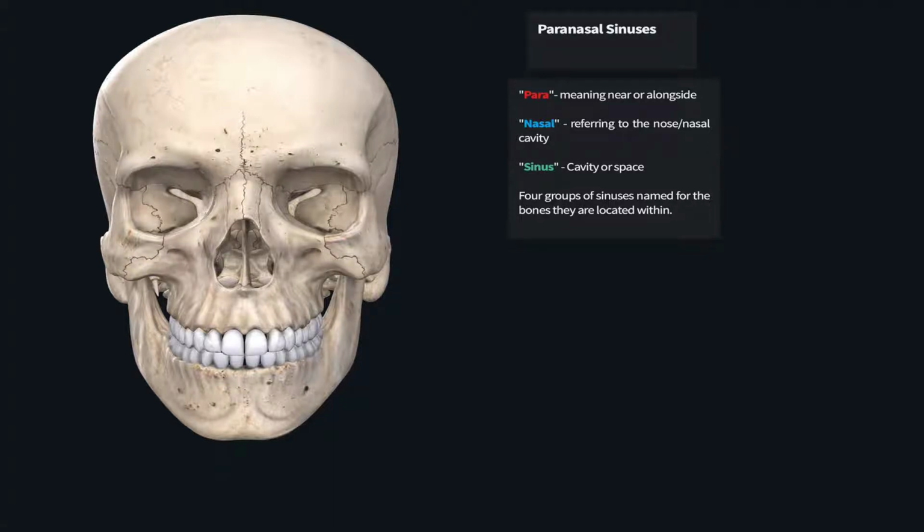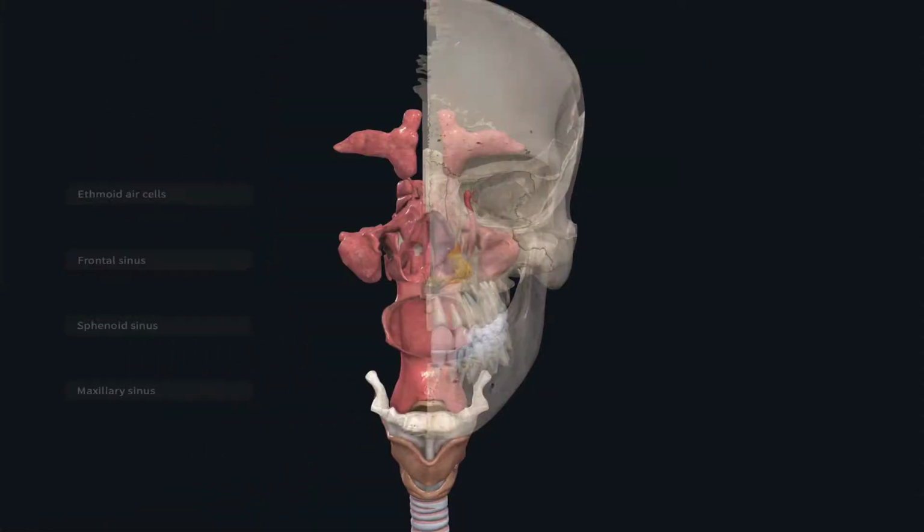So let's look at these sinuses individually. And I want to provide some orientation here. I have removed the right side of the skull, and I've faded the left side of the skull so we can see the underlying sinuses. Now you can see over here the names of the 4 sinuses. We have the maxillary, sphenoid, frontal, and ethmoid.